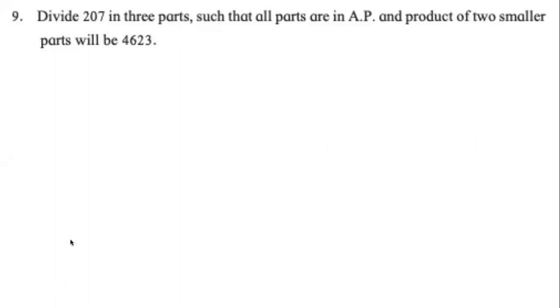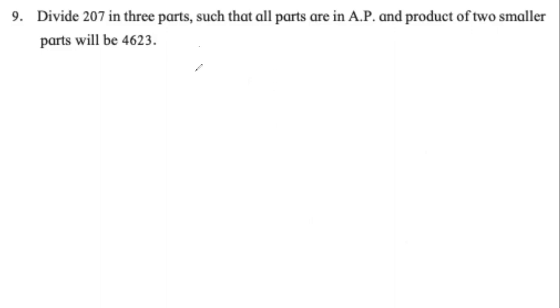Next question, question number 9. It says divide 207 in 3 parts. So there is a number which is 207. We have to divide it in 3 parts such that all parts are in AP. The product of the two smaller parts has to be 4623. It's a high rigor question. It's a high thinking question.